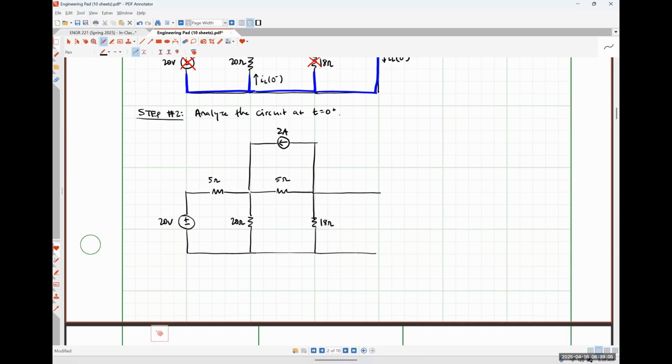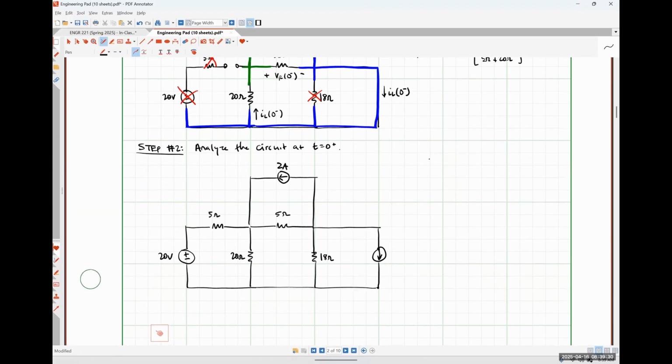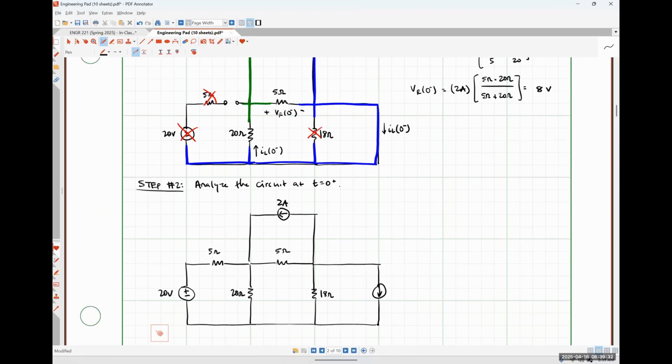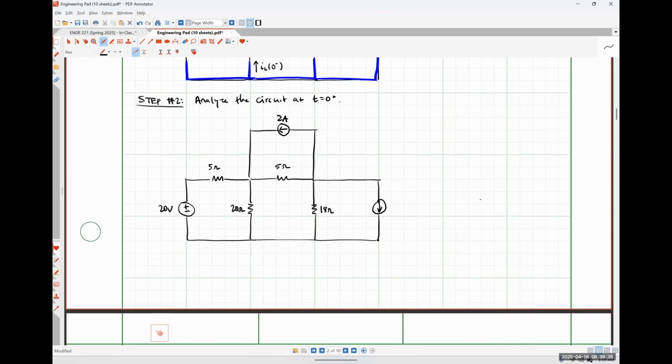What do I replace my inductor with at t is equal to 0 plus? So what do we know about our inductor current? It cannot change between 0 minus and 0 plus. So whatever current we had flowing through that branch at 0 minus, we have to have flowing through that branch at 0 plus. So I choose to represent that with a current source, where the current source has the same magnitude and direction as IL at 0 minus. So IL at 0 minus was defined down, so my current source is pointing down. Its value is determined to be negative 2/5 of an amp, so I'm going to give it a value of negative 2/5 of an amp.